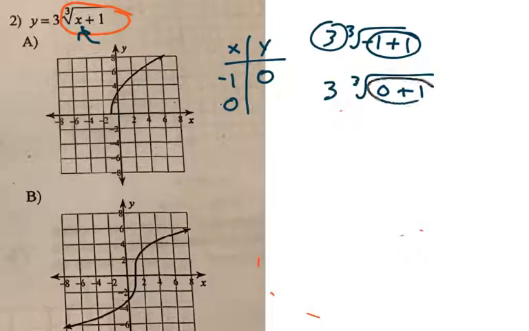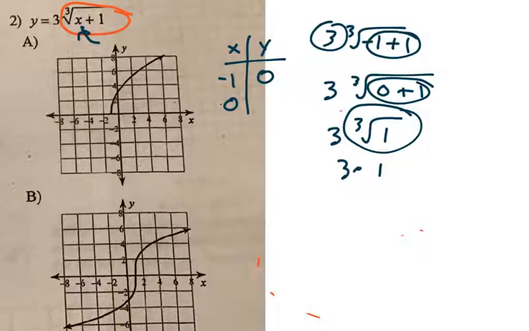Plugging in the 0. Well, 0 plus 1 is 1. So we have 3 times the cube root of 1. The cube root of 1, guys, is 1, just like the square root or any root of 1 is 1, just like any power of 1 is 1, right? That's what's special about the number 1. So 3 times 1 is 3.